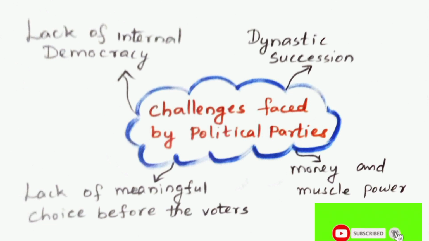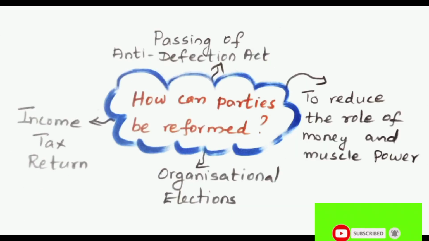Next concept of this chapter is how can parties be reformed? Let's see some of the measures taken to reform or strengthen political parties so that they perform their functions better. First one, passing of Anti-Defection Act to check defections from one party to another to become a minister or for money. Anti-Defection Act has been passed, which says that if any MLA or MP changes parties, he or she will lose the seat in the legislature.